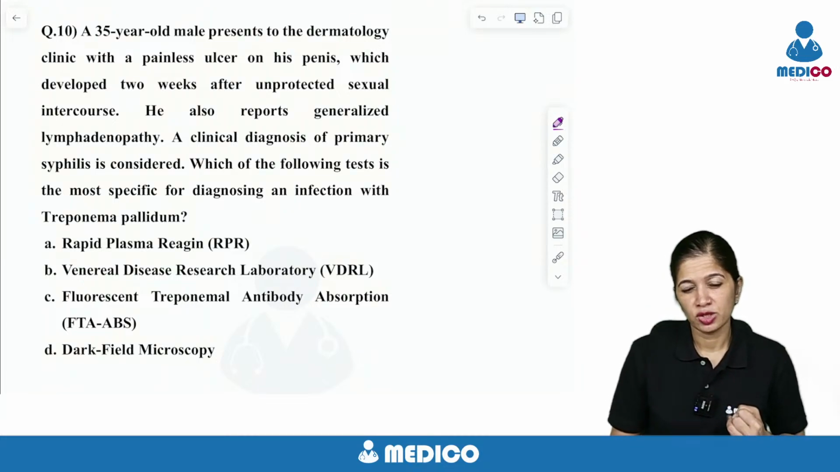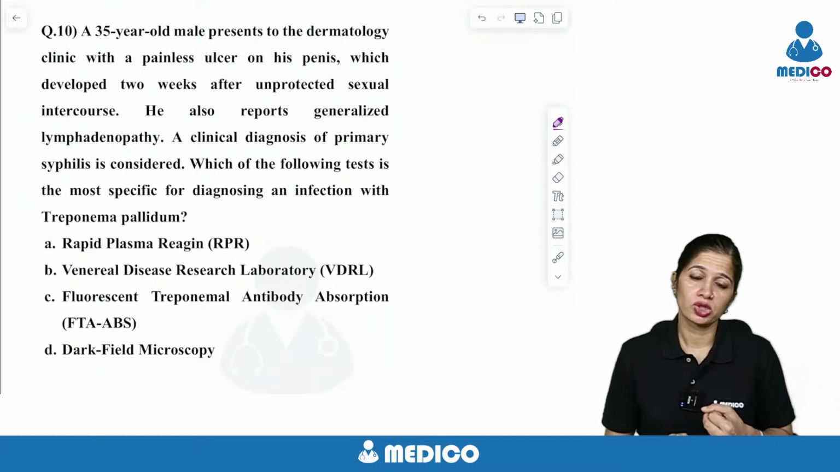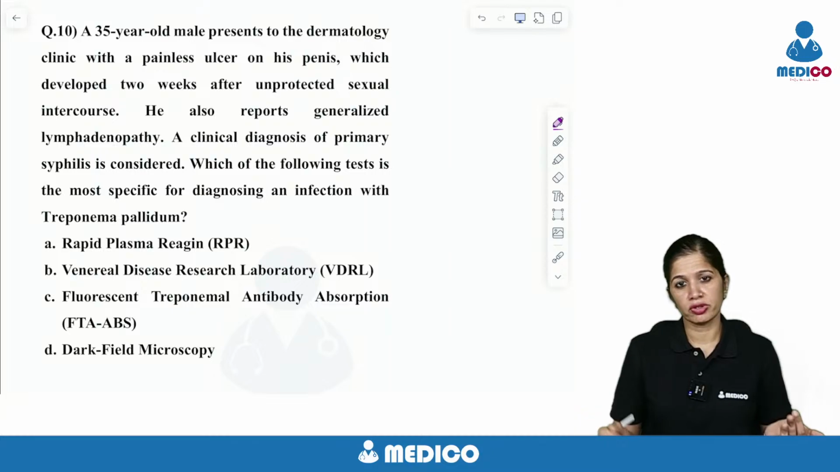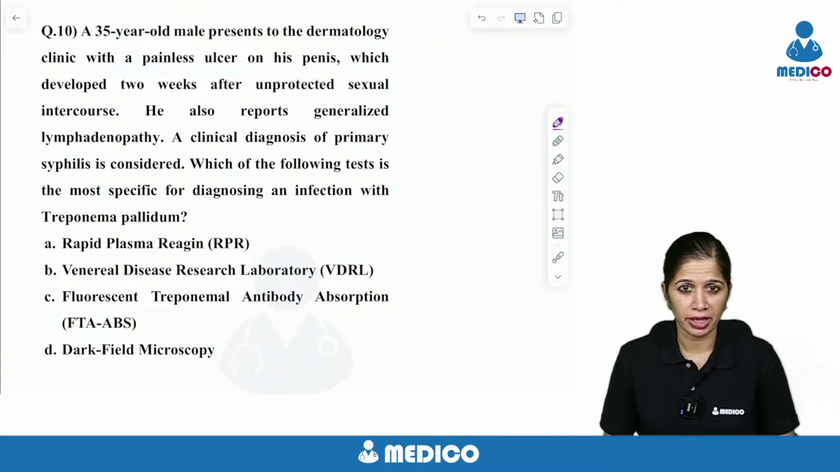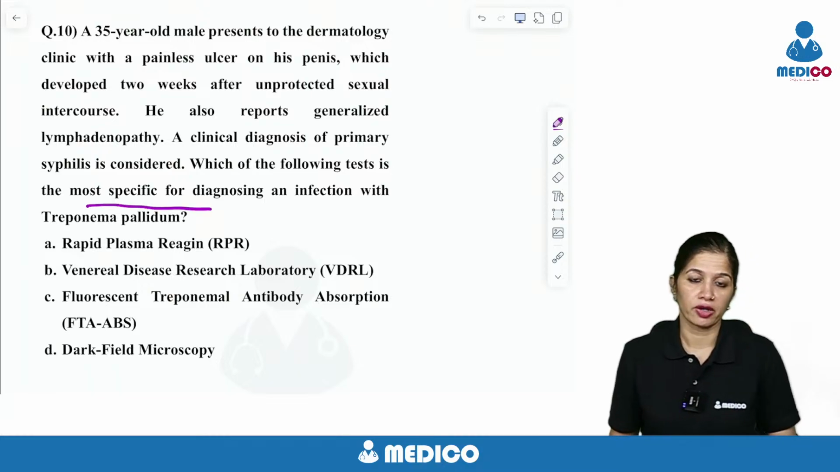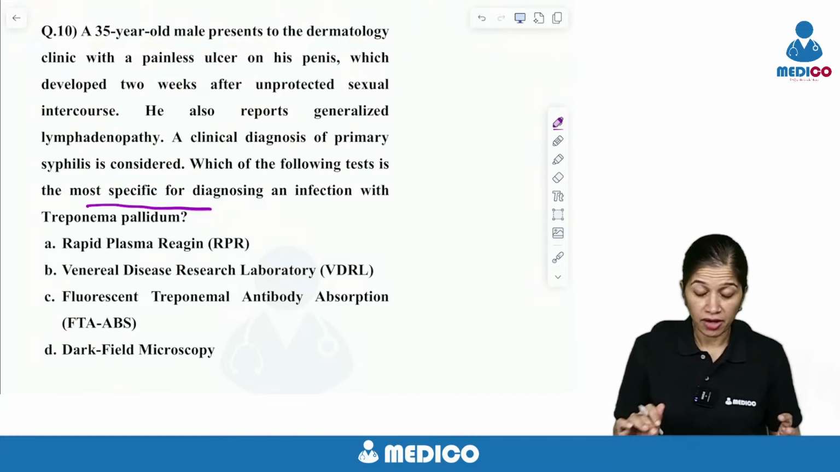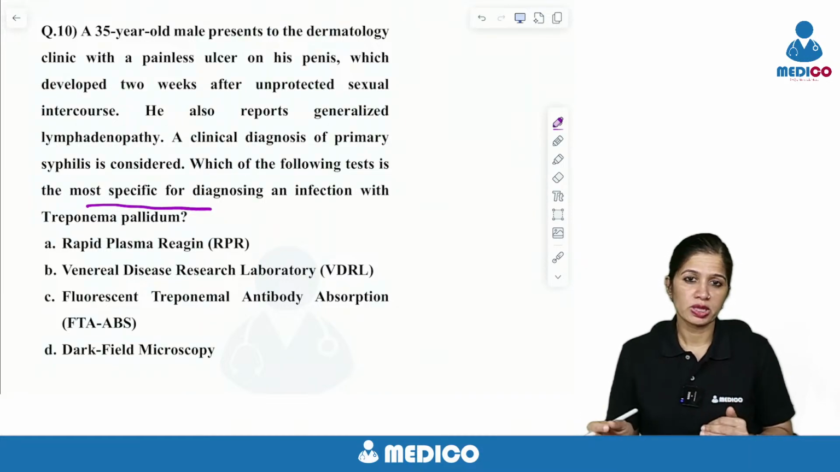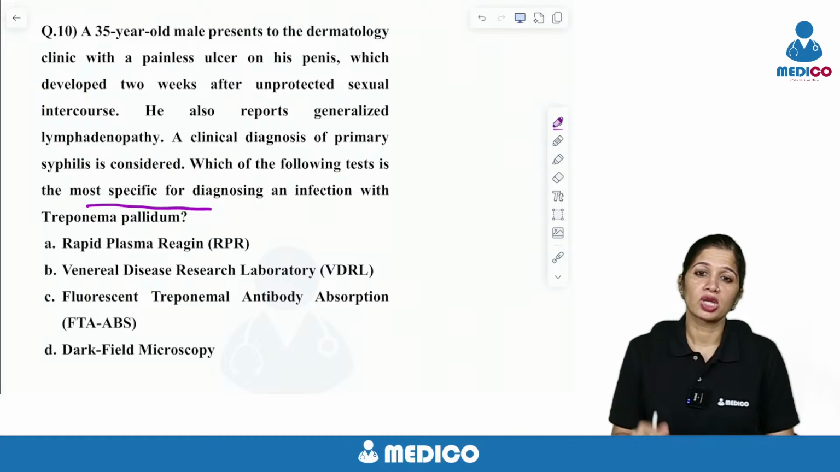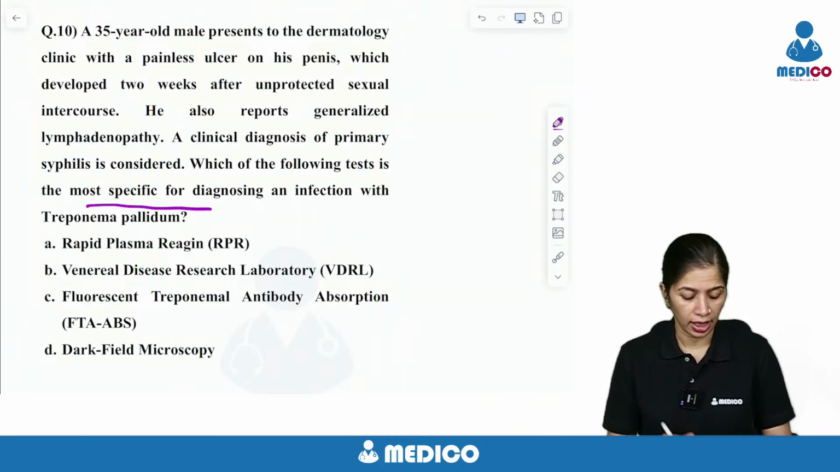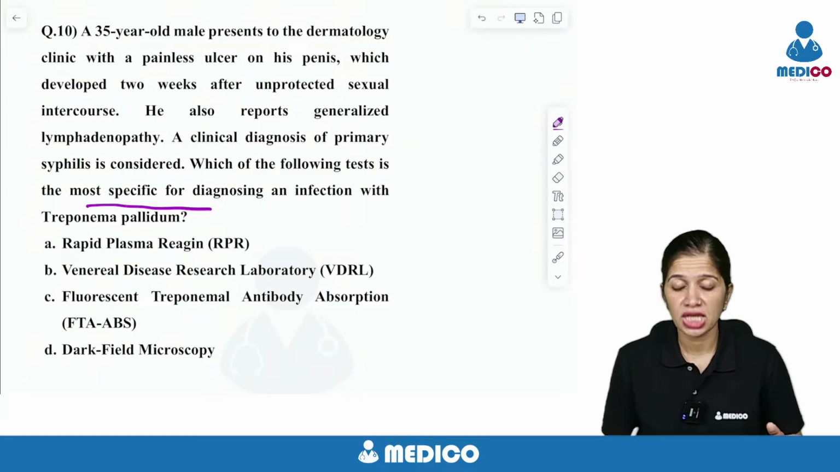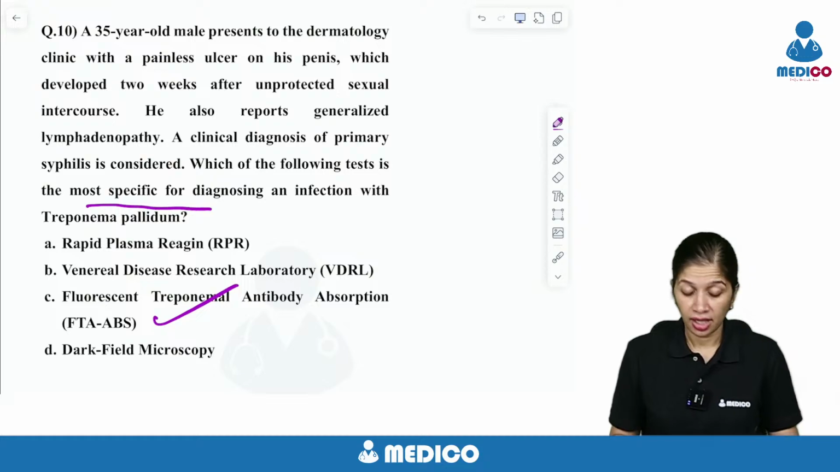Rapid plasma reagin and VDRL are non-treponemal tests using a non-specific antigen to diagnose the presence of Treponema pallidum. So that cannot be considered to be the most specific test for diagnosing. Direct fluorescent dark field microscopy can actually be used, but if you get it, it will be great, but the chances of missing out are too high. So the test which is most sensitive, most specific for all stages of syphilis is FTA-ABS.